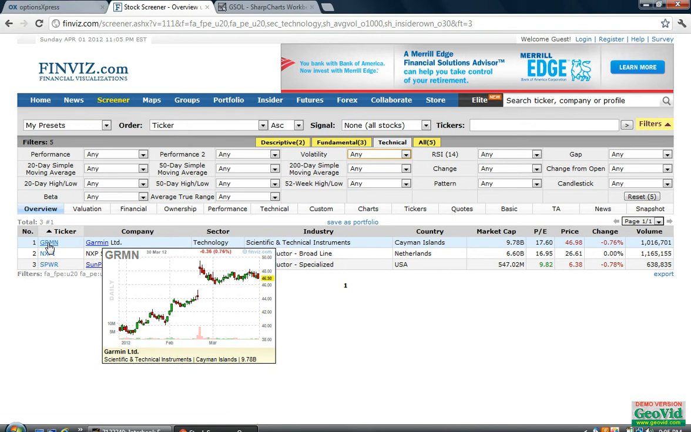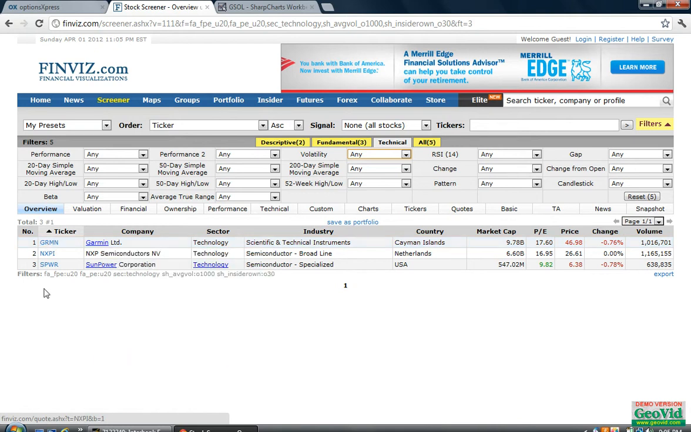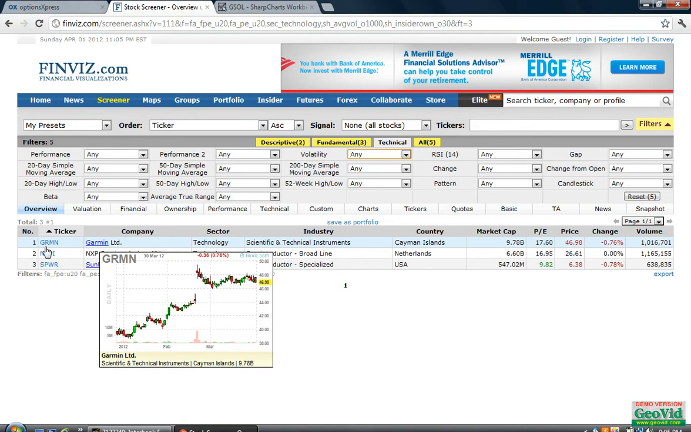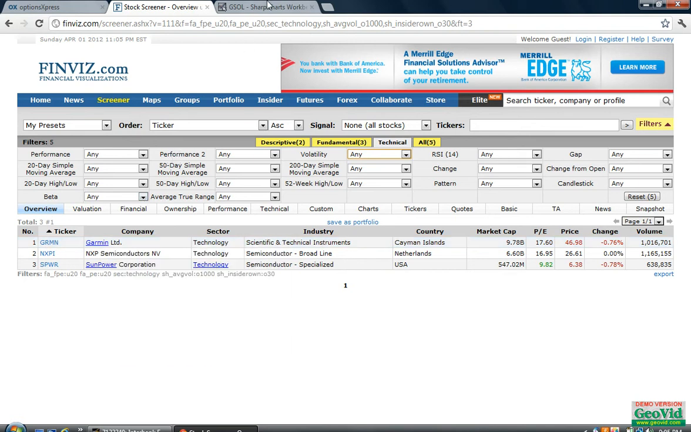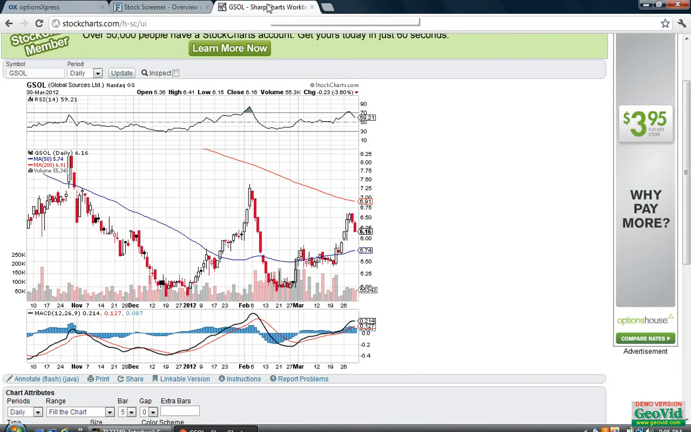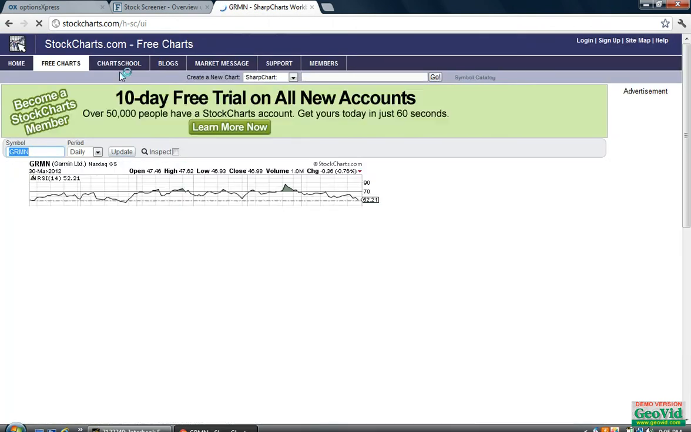Obviously, if you click on a particular stock, you will see a small screen right there. It's telling you how this particular stock or company has been behaving in the past months. We have the entire year 2012. But I would like to get more details about this particular one. Let's use GRMN and gather some more information on that. So I go to a different screen and we look for GRMN and see how this company is behaving.